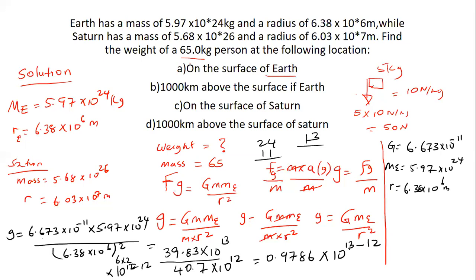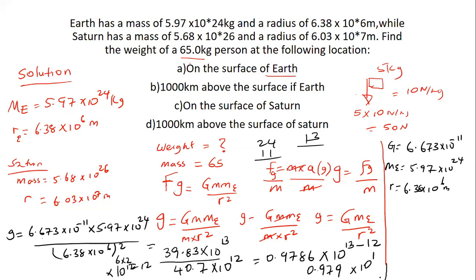You did not square 10 raised to power 6. So it's going to give you 0.979 approximately times 10 raised to power 1. And then you move the decimal. If you move the point, what would you put here? 9.7 times 10 to the power 1.